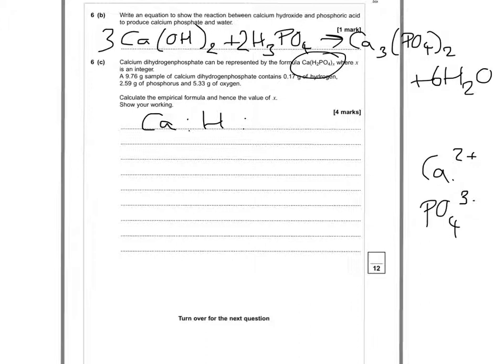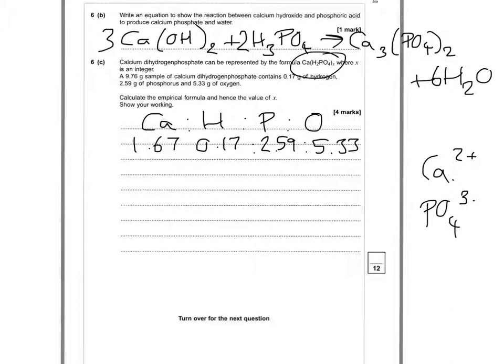So this is how I would do it. You've got the calcium, the hydrogen, the phosphorus, and the oxygen. Now they've given you the mass of hydrogen and the phosphorus and the oxygen. But you need to work out yourself the mass of calcium by taking the 9.76, minusing the hydrogen, the phosphorus and the oxygen. What you are left with is 1.67 grams. You actually get 1 mark for working that out, the first mark.